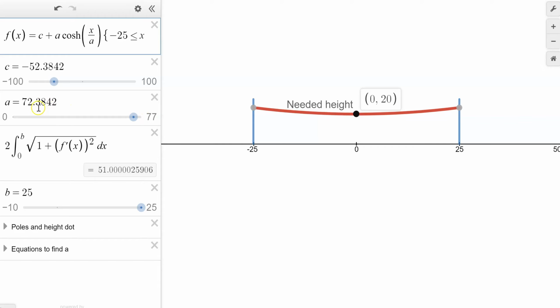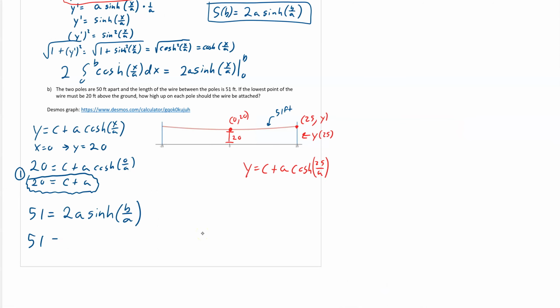So what's the first thing I had to find? A. I had to find A in order to find C, because I needed to find out what A gave me a length of 51. So we're going to be doing the same thing. We're going to take our B of 25 and plug it in. So we have 51 equals 2A hyperbolic sine 25 over A.